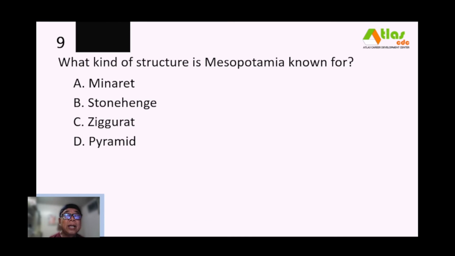Number 9. What kind of structure is Mesopotamia known for? A. Minaret, B. Stonehenge, C. Ziggurat, D. Pyramid.